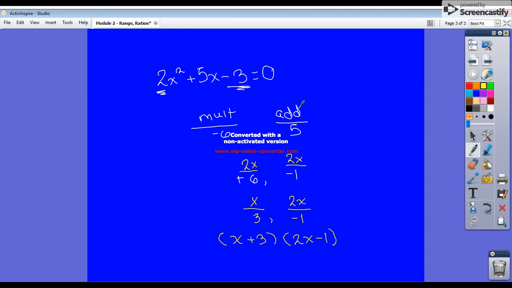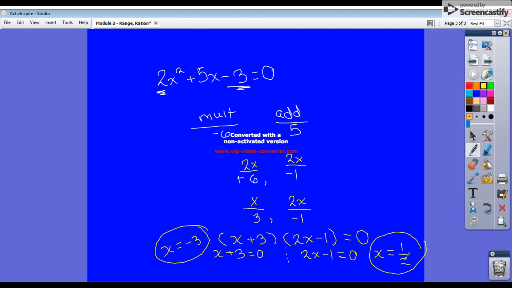Keep in mind that it equals 0, so I'm going to bring that down. Anytime it's factored and the other side is 0, I'm going to just set my parentheses equal to 0, zero product property, and solve for x. So in the first one, I'll get x equals negative 3. In the second parentheses, I'll get x equals 1/2.